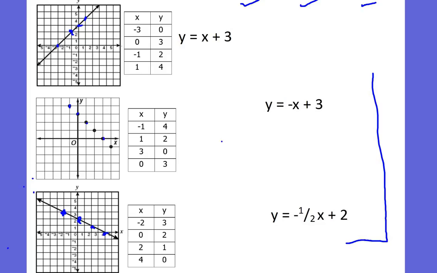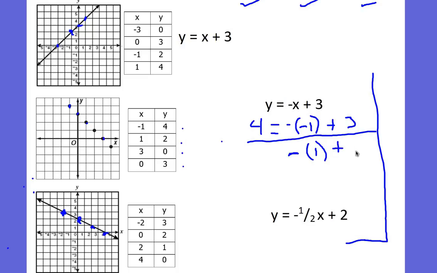Okay, so I'm going to go to the second chart here and plug in my numbers and see if they work. I'm going to start with a -1, but that already has a negative in front of it, so I have to put it in parentheses, plus 3. That was very tricky of you, Miss Benson. Negative times negative is positive, so you've got a 1 plus a 3, which is a 4, and lo and behold, it works. Now let's try the next one. We've got a -1 goes in parentheses, plus 3, and that equals -1 plus 3 is 2, and that works too.